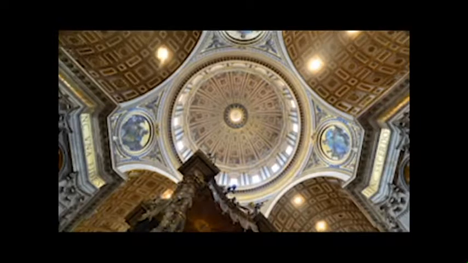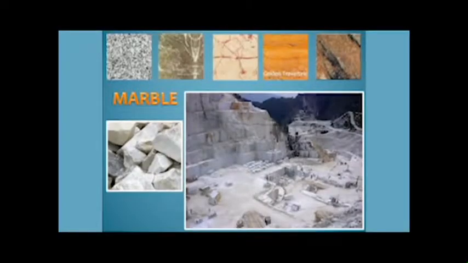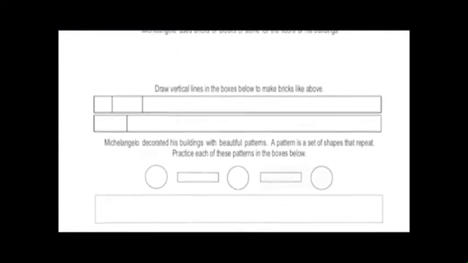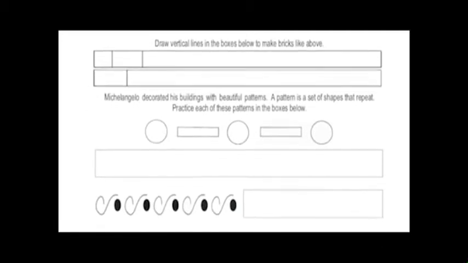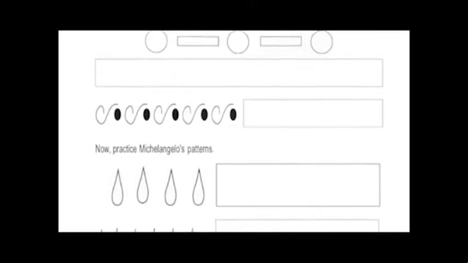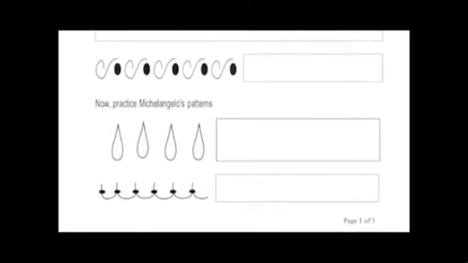Our Meet the Masters artists will be introduced to all aspects of Michelangelo's genius as a painter, sculptor, and architect. Their art activity will focus on designing a Renaissance building, including marbling their own building material in a creative manner. The Learning From pages feature Michelangelo's architectural skills. The drawing practice, involving foundations and patterns, will prepare the students to be more successful in their art activity.